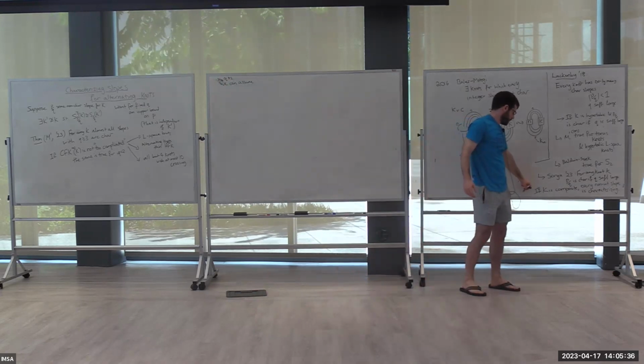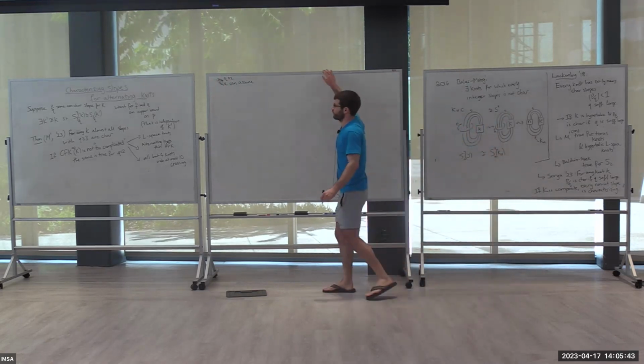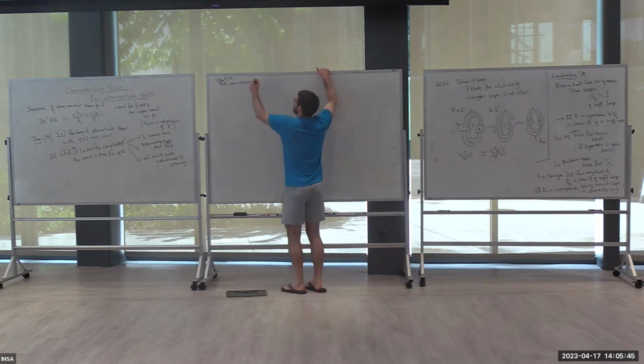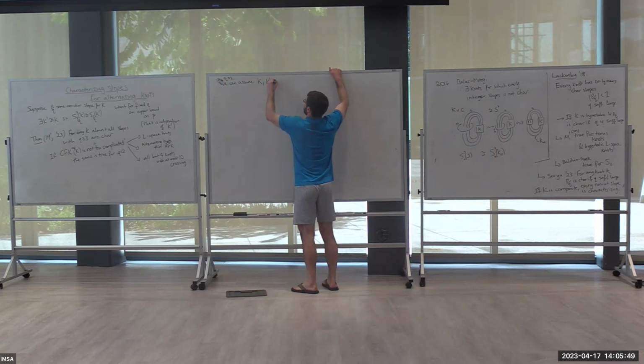and by Richard Sawyer's work, we might as well assume that we're only thinking about prime knots, at least for one of the steps. Simplify things so we can assume that K and K prime are fine.